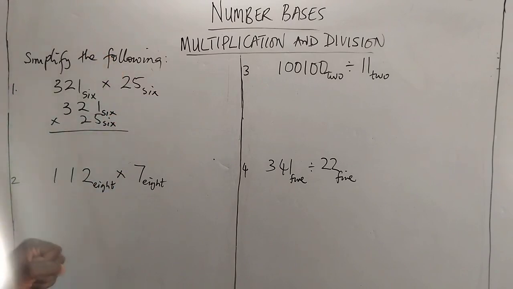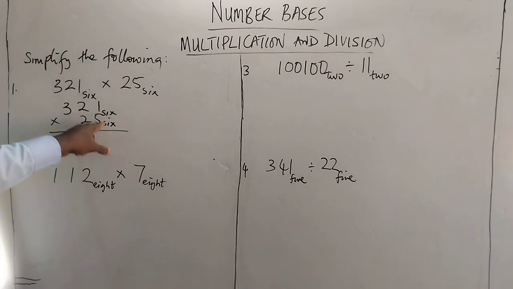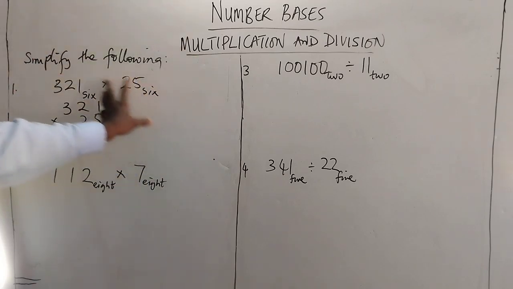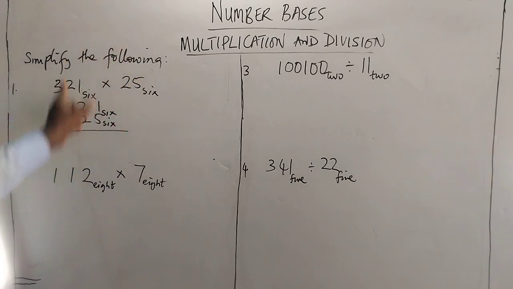Now, the rule is this. When you multiply two numbers, if you discover that the product is not valid in that base, divide by the base number, write down the remainder, and take the quotient to the next line. That is what we do in multiplication.